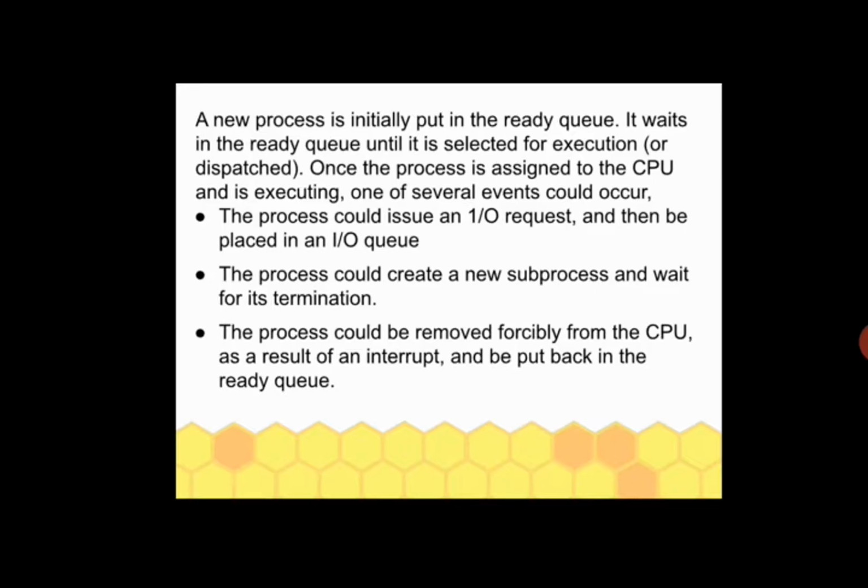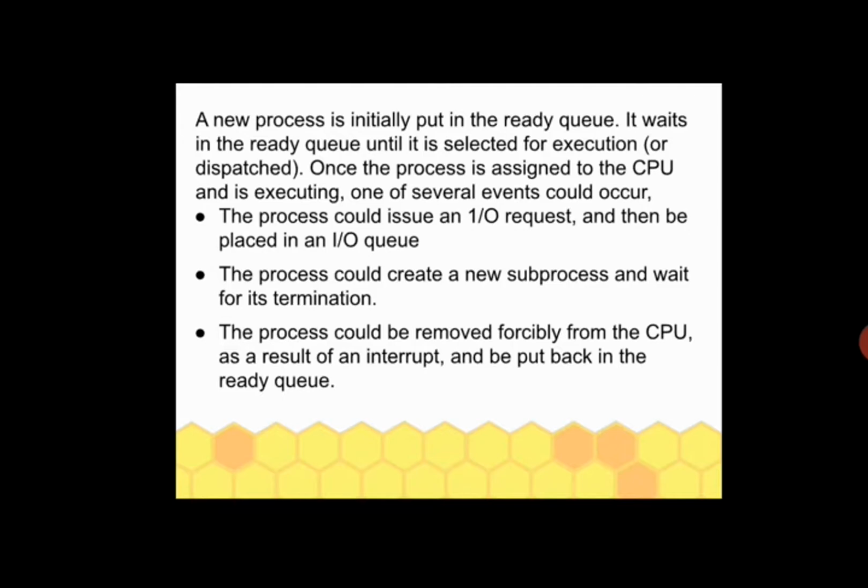Once the process is assigned to the CPU and it is executing, several events can occur. What are the events? There are 3 events. You can see there. The process could issue an IO request and be placed in the IO queue, because if the process requires IO at that time, it will be kept in the IO queue. The process could create a new sub-process and wait for its termination. There is a possibility. Once the process is running, it can create some other process also, a sub-process, and it can wait for the termination. That is also one scenario.